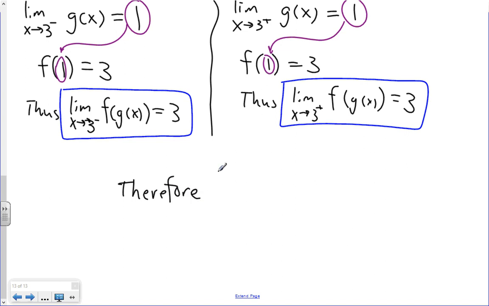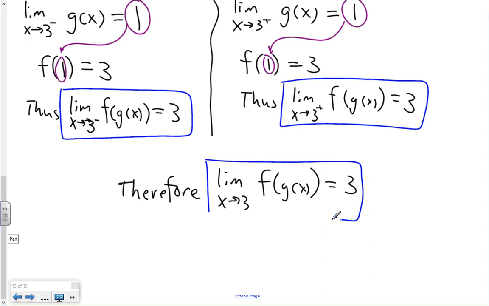from this work, we have that the limit as x goes to 3, the two-sided limit of f of g of x, this is equal to 3. And again, I'm making that conclusion right there about this limit by considering what's happening on the right side, by considering what's happening on the left side, and using those two to help me get my answer.